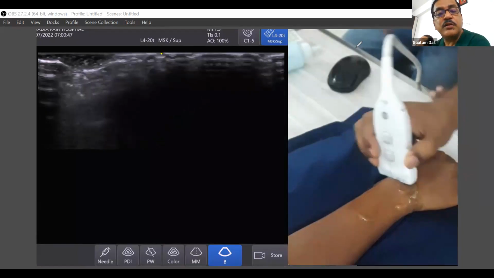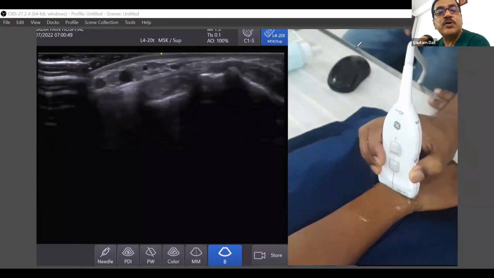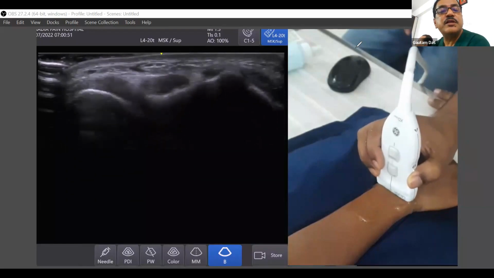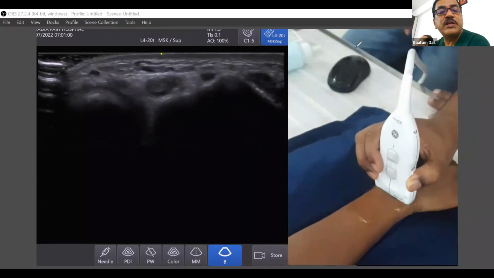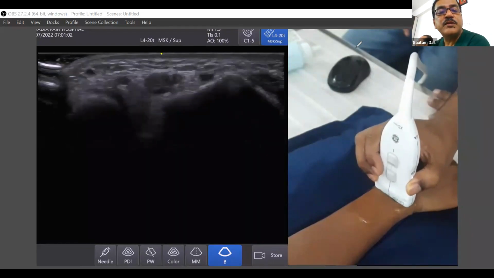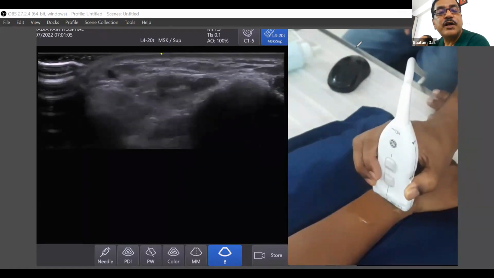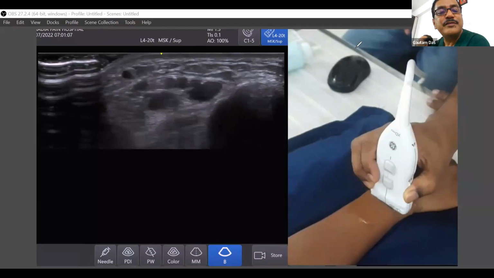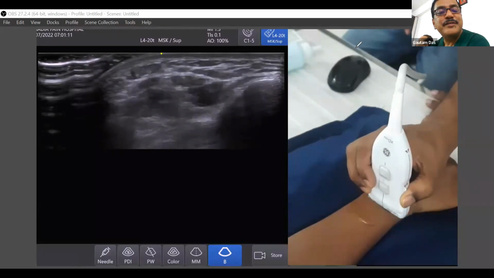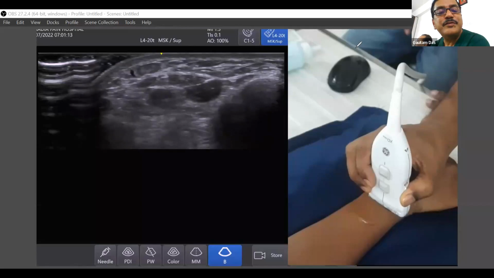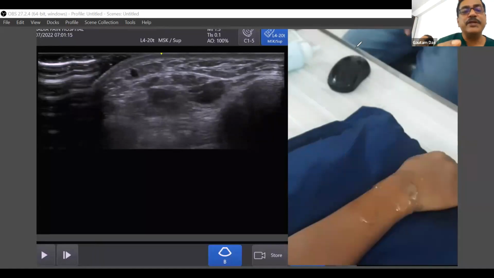So Lister tubercle, you can see the extensor pollicis longus. You can see the extensor digitorum communis tendons above, the superficial layer, and I'm going proximally. You just follow it, follow it, follow it. See here, please follow. Here you see the four tendons are very nicely seen.